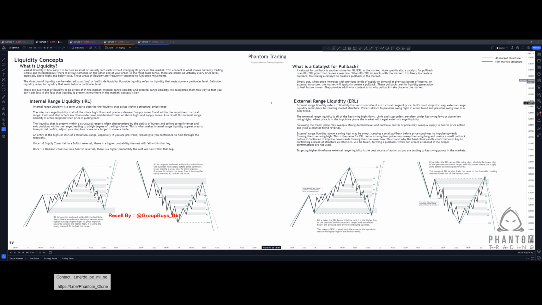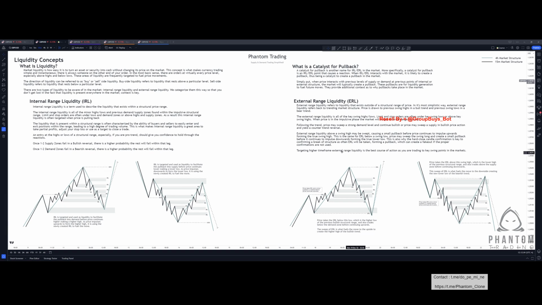Now let's focus on external range liquidity. External range liquidity refers to liquidity that exists outside of structural ranges of price. In its most simplistic way, external range liquidity refers back to trending market structure. Price is drawn to previous swing highs in a bull trend and previous swing lows in a bear trend. The external range liquidity is all of the key swing highs and lows. Limit and stop orders are often under key swing lows or above key swing highs.